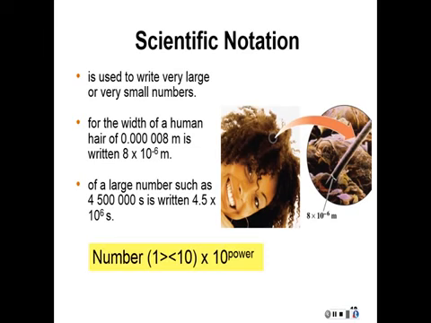Now this is the basic format for scientific notation. You have a number that has to be between 1 and 10. It can't be 10, it can be up to 9.99. It has to be 1 or more but less than 10 times 10 to a power. And this power will either be a positive or negative whole number. It could even be 0, but there's no point in writing that.